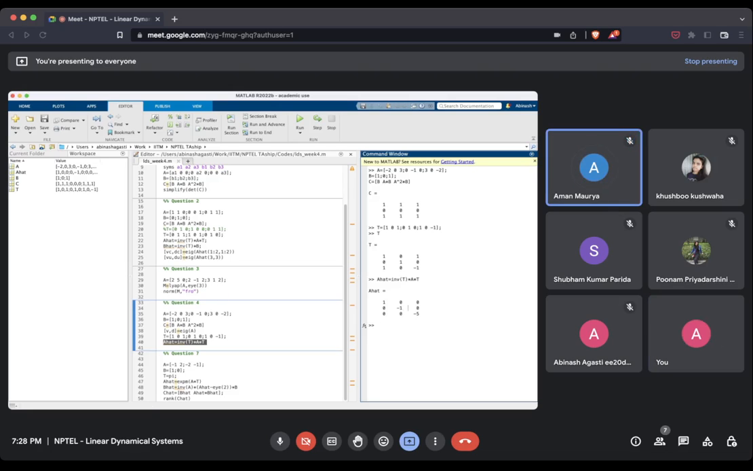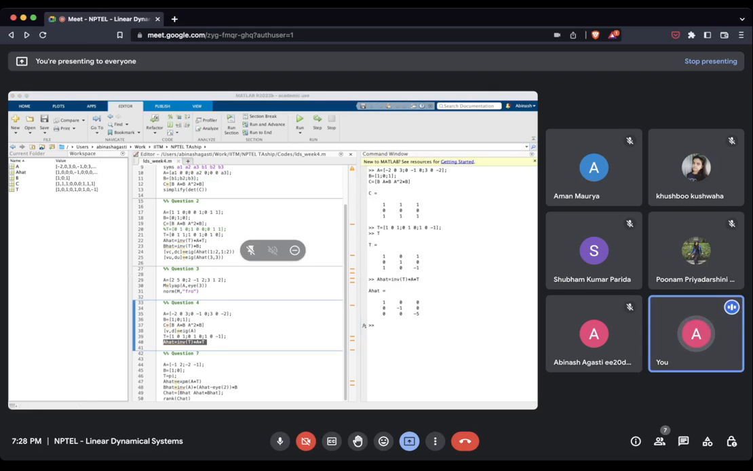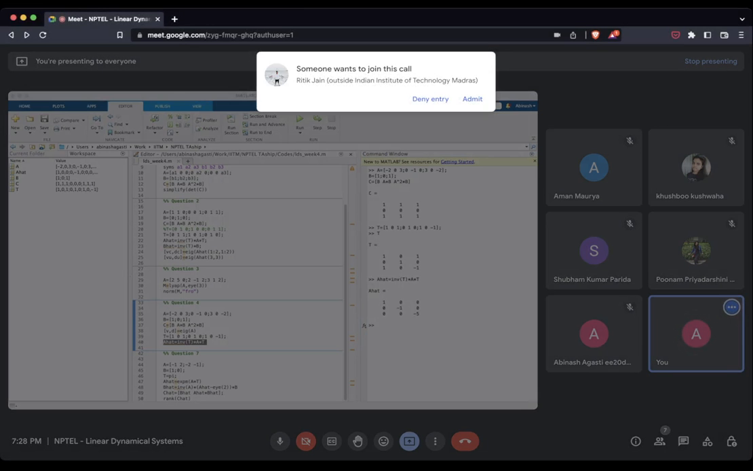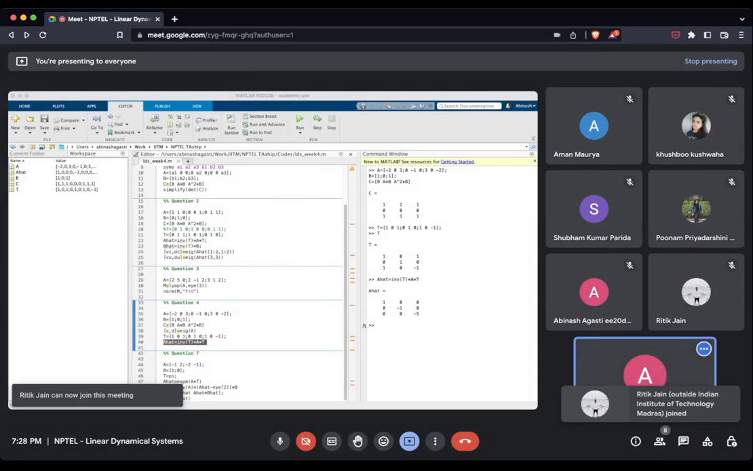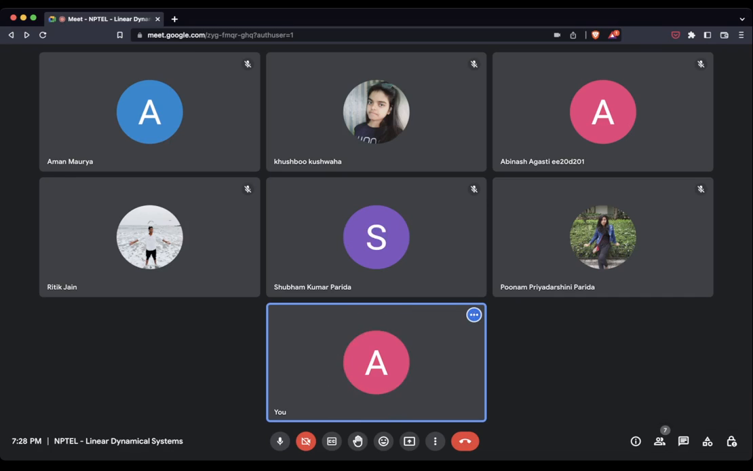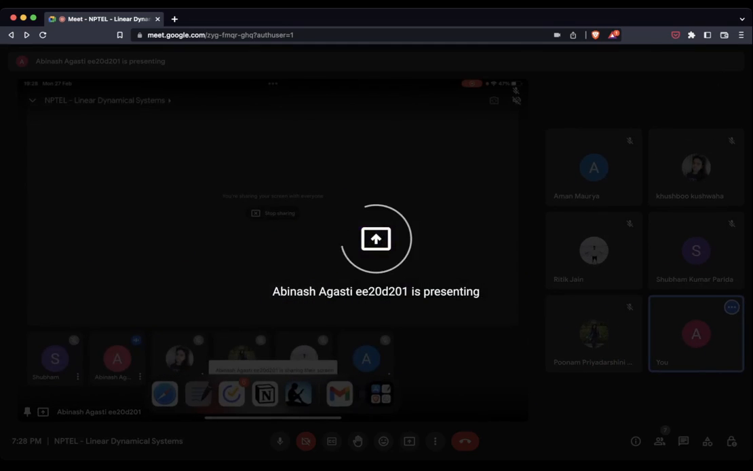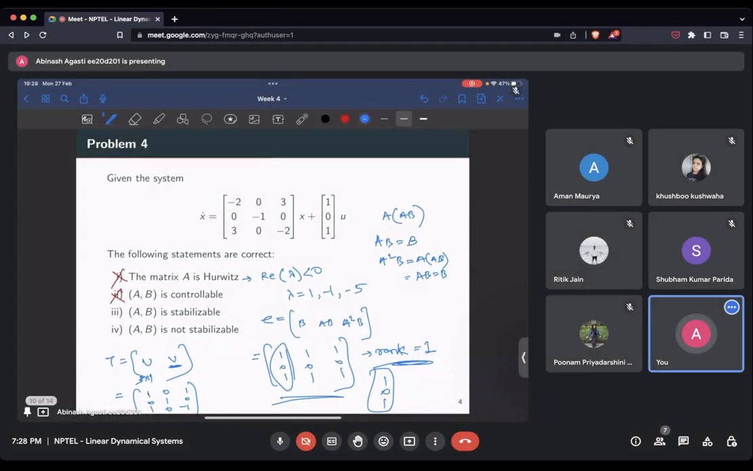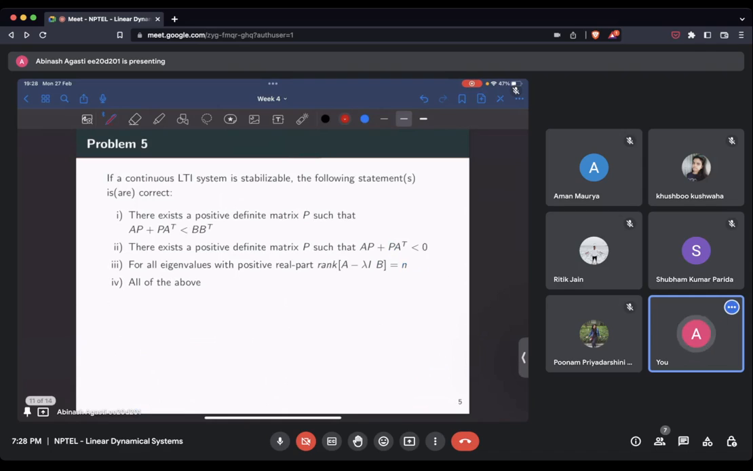Yes, sir. Okay, no issues with this. So that means the particular system that we have considered is a stabilizable system. So this is the solution. Then we move forward to the question previously asked.